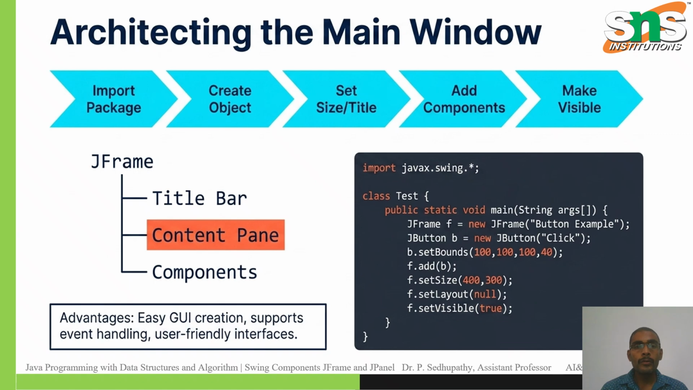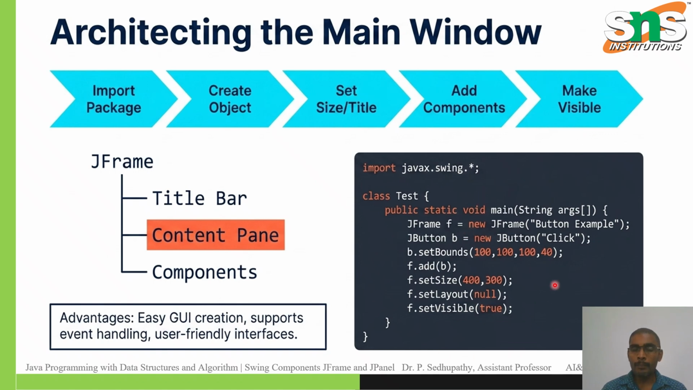And coming to architecting the main window, how the Java frame takes the full frame window outside the Java application execution. So it imports the Java Swing package, and it creates the object after the size and title are mentioned, and components are added inside the Java frame, finally making the designed components with the Java frame visible.